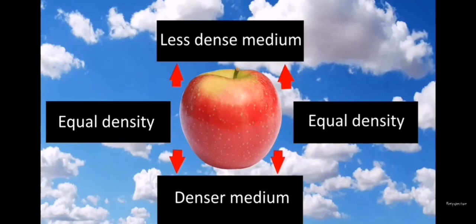Again, if you want the apple to go up, you need the apple to be less dense than the medium. Is the apple less dense than the medium beneath it? No. Is the apple less dense than the medium on the sides? No. Is the apple less dense than the medium of air above it? No. Therefore the direction's still down.